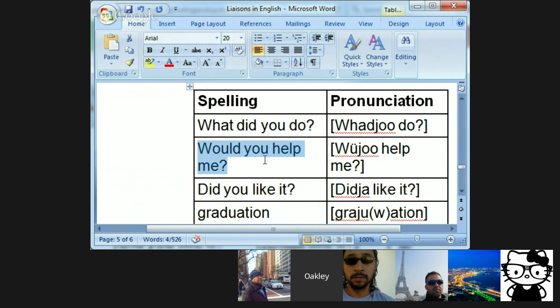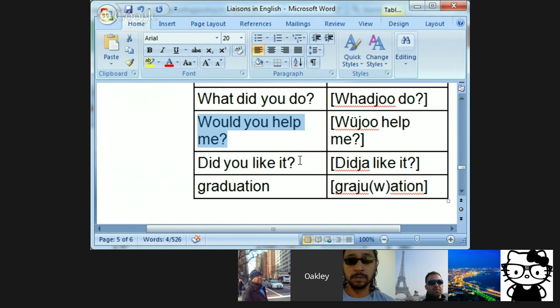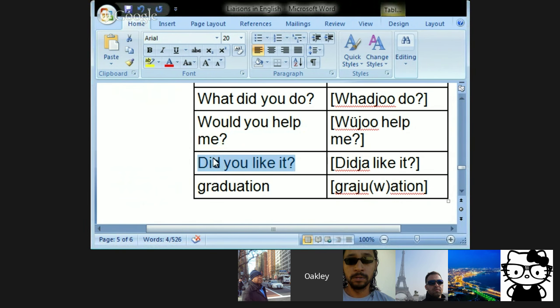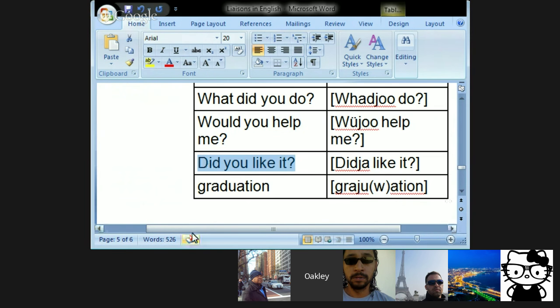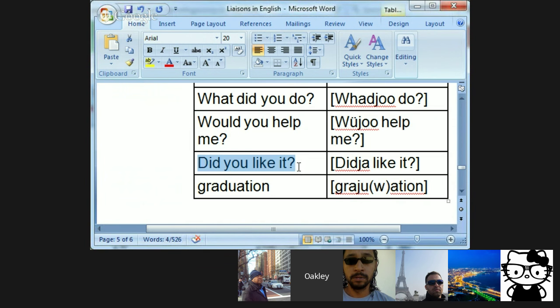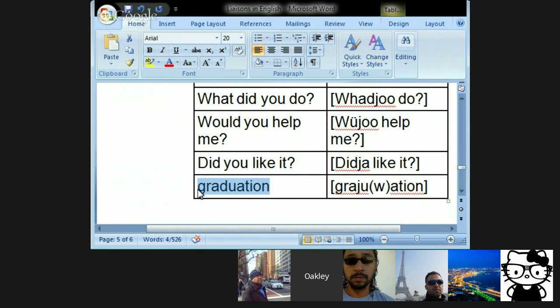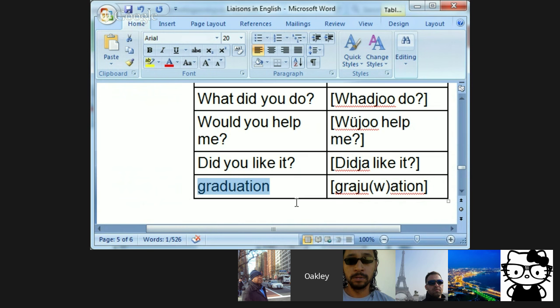Hussein, try this one. Could you help me? Very good. It's actually very good. Actually, you're very good at this. All right. Did you like it? Did you? Did ya? All right. And even in one word, examples with a U sound in there. Mark. Graduation. There's this J sound there.